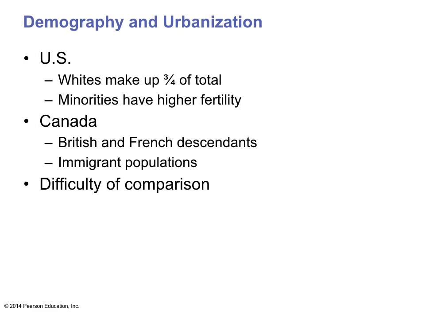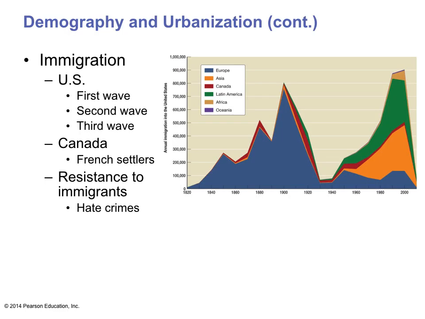In terms of demography, in the United States the white population makes up about 3/4 of the total population. Minorities have a tendency to have a higher fertility rate and also a higher poverty rate. Canada, a little bit different, both coming from a British-French background, a lot more immigrant populations, so it's kind of difficult to compare the two countries. This kind of shows you the immigration patterns into the United States from Europe, and you'll notice the different color codes of doing that.